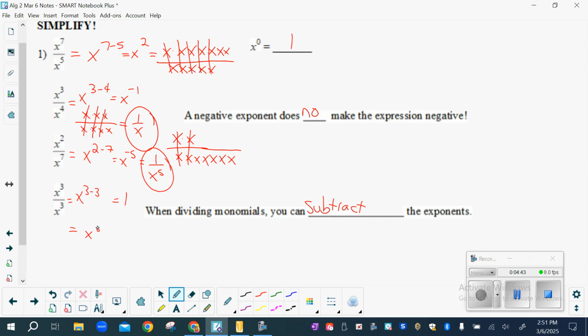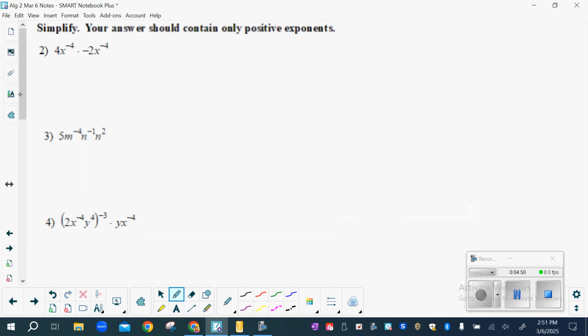We're going to do one example, and then I'll have you do some on your whiteboard. Okay, so we're simplifying. We want our answers to have positive exponents. So what would we do on number 2? Multiplying, right? So what did we do yesterday when we were multiplying? That's right, we add those exponents.